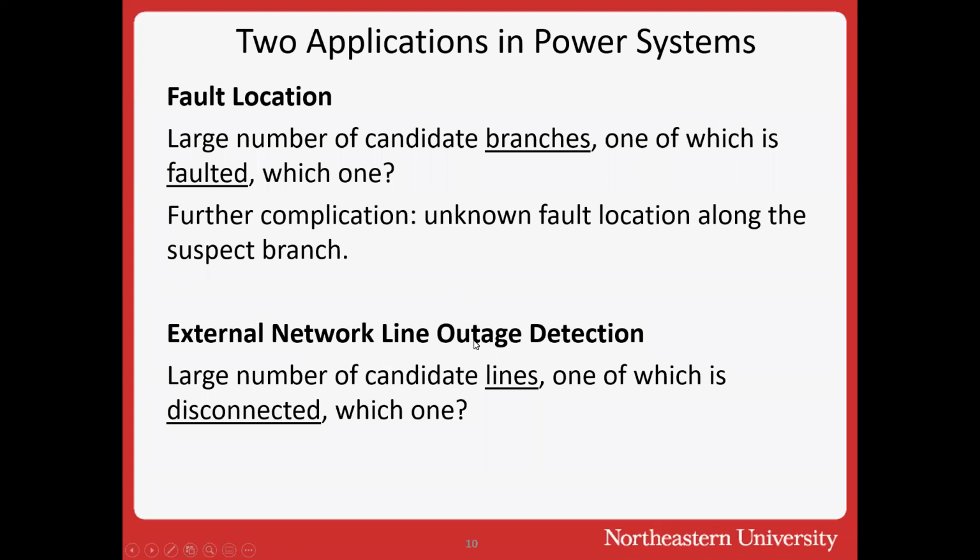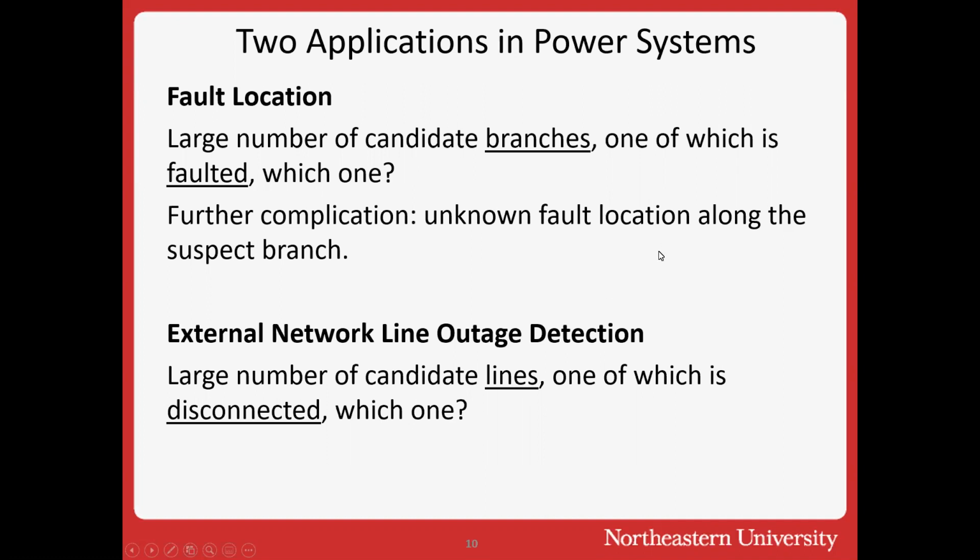Maybe there's a major line outage and you wish to detect it. And that problem also, when you state it, sounds very much like this problem. You have a large number of candidate lines in the external system, one of which is disconnected. Which one? So as you can see, even the straight verbal description of the problem sounds similar. Indeed, when we formulate these problems, we can show that they can be formulated exactly the same way. So this is what I'd like to present here.